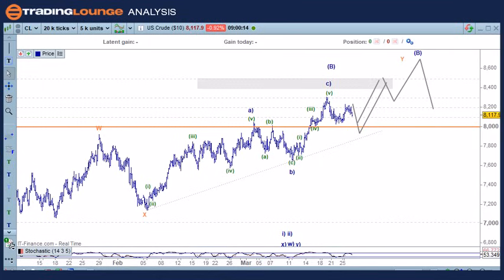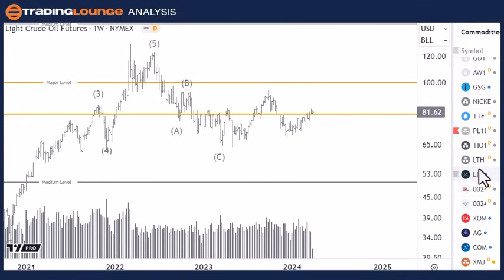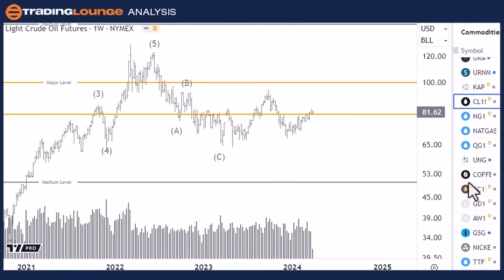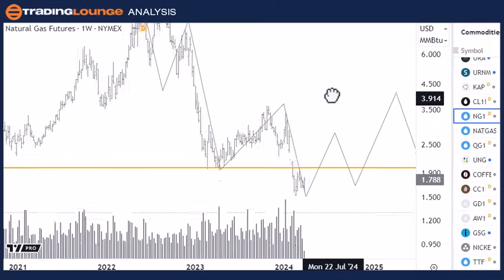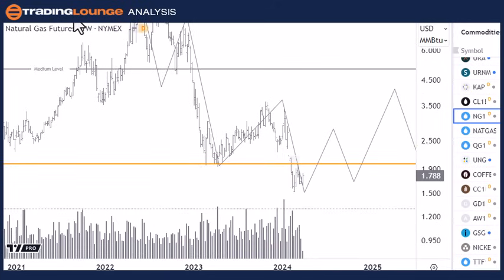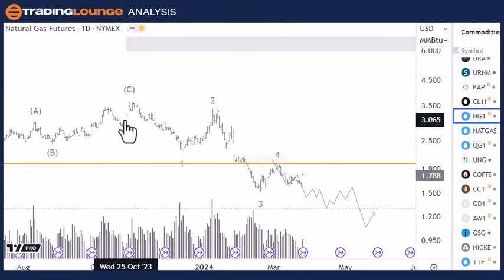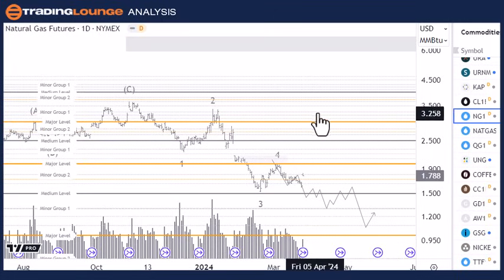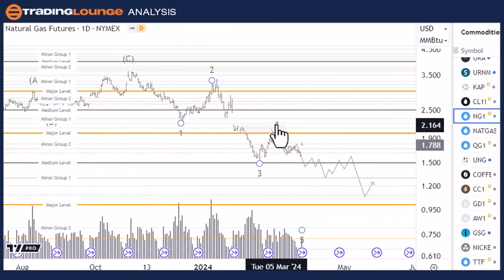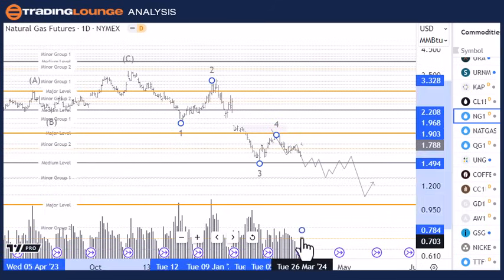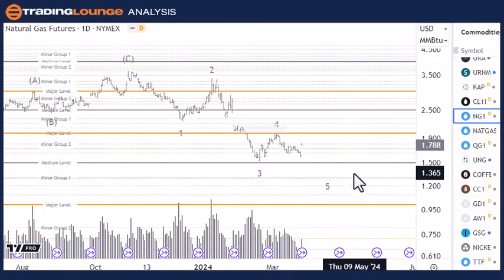I was going to have a look at natural gas now. With natural gas, we're going to go to NYMEX here. Okay, so we need to go to a sort of weekly chart. Let me just go to a daily and cruise in here a little bit. From the top here we've got 1, 2 and 3, 4 here. We still need to come down for wave 5 here. Okay, so I'm just going to remove that there.